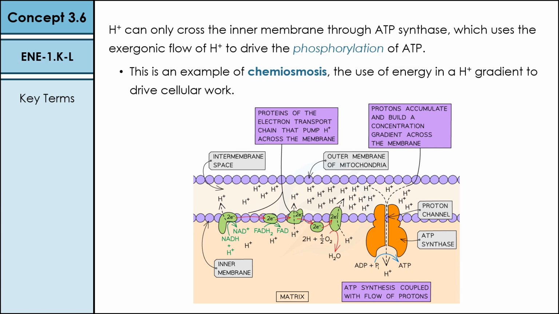The hydrogen ions can only cross the membrane through this ATP synthase. So we have this exergonic flow that drives the phosphorylation, and we get the process of chemiosmosis, where we use our hydrogen ion gradient to drive this phosphorylation process. So we're producing a whole lot of ATP as we push those hydrogen ions down their concentration gradients.